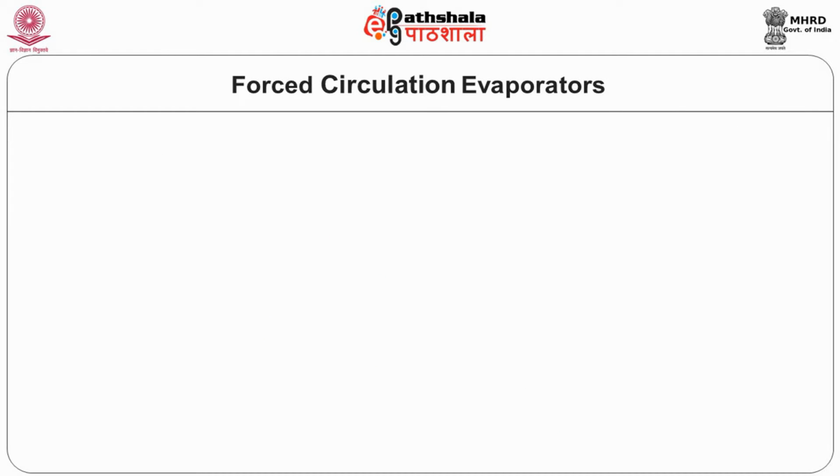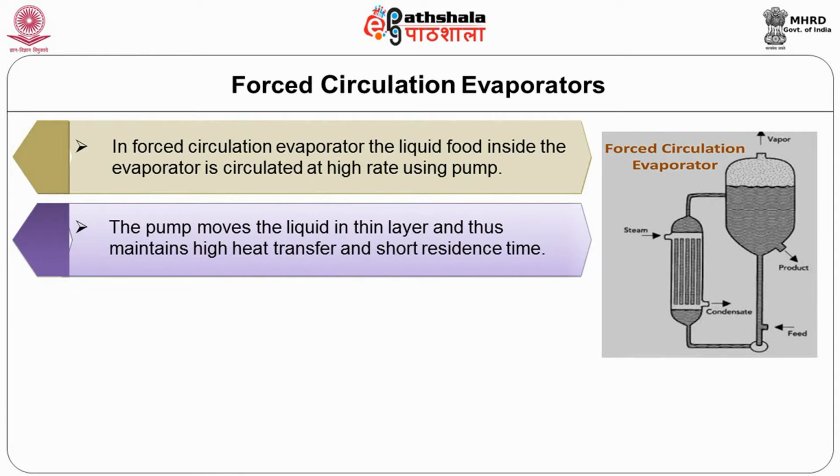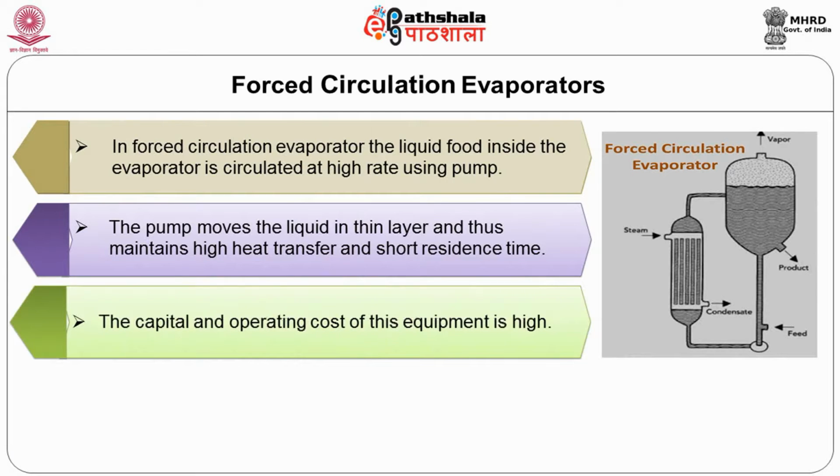Next is the forced circulation evaporator. In a forced circulation evaporator, the liquid food inside the evaporator is circulated at a high rate using a pump. The pump moves the liquid in a thin layer and thus maintains high heat transfer and short residence time. The capacity and operating cost of this equipment is high.